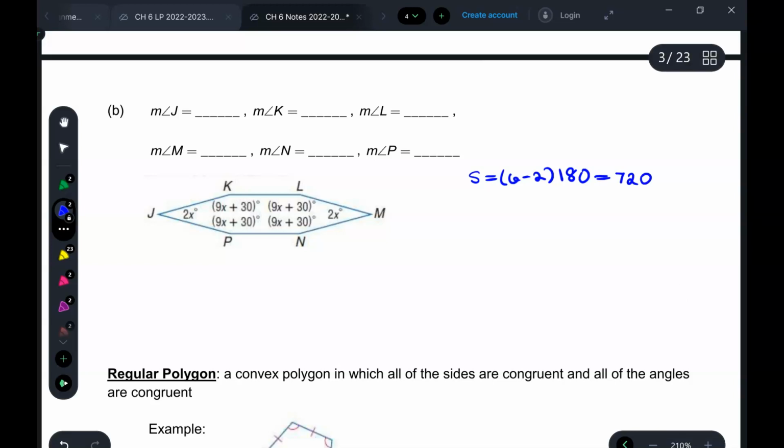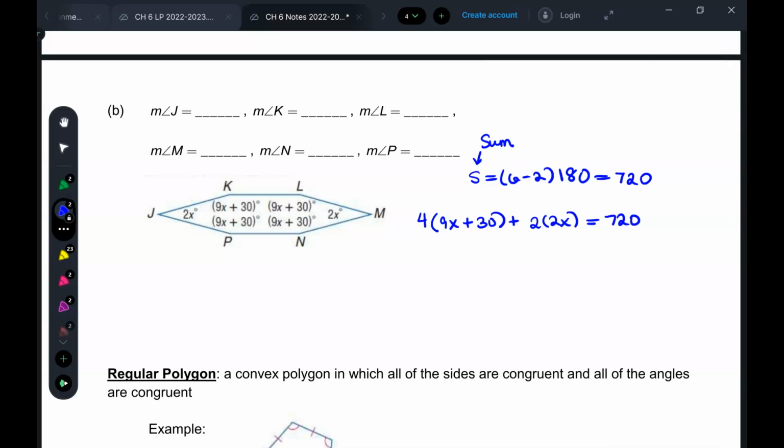So the more sides we have, obviously the bigger the sum. Conveniently, we have 4 of these that are equal. So I'll do 4 times... this is representing the sum of the whole thing? So 4 times 9x plus 30, and 2 times 2x. I'm just showing the setup, but yeah, you can combine.